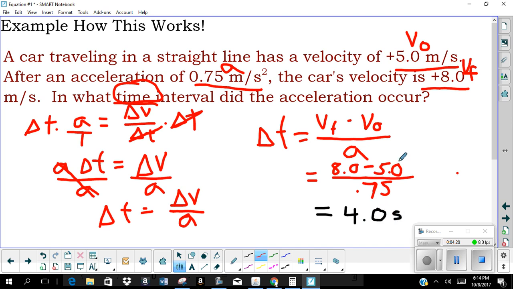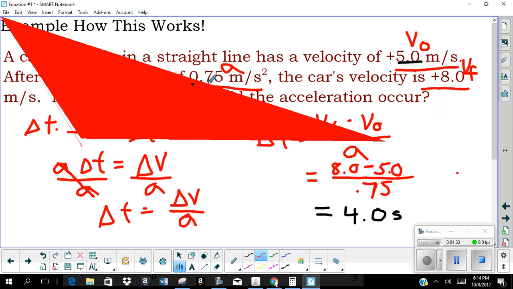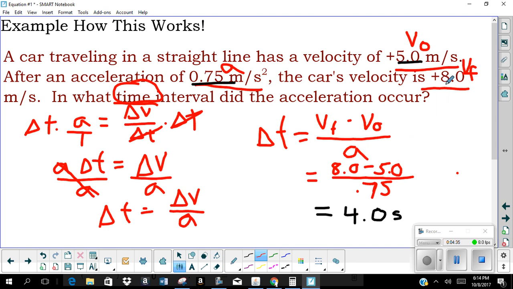2 sig figs once again, because there are 2 in my initial velocity, 2 in my acceleration, 2 in my final velocity. Hopefully this helps you solve the problems on page 49, 1 through 5.